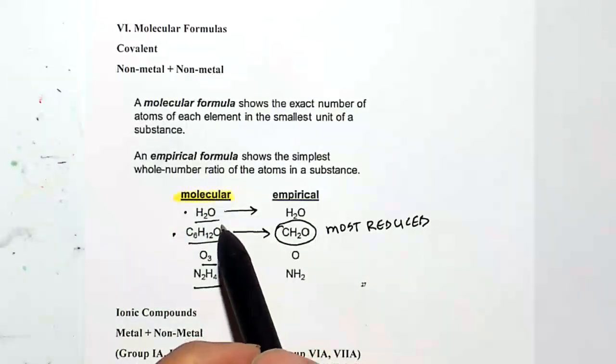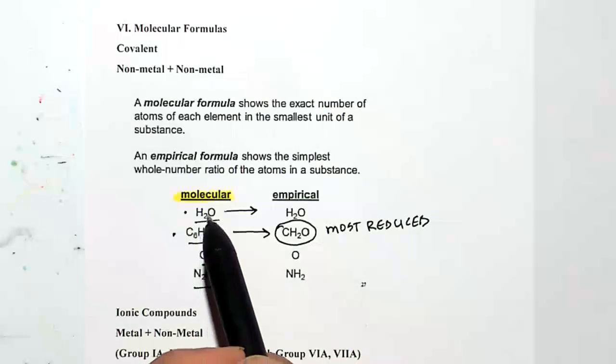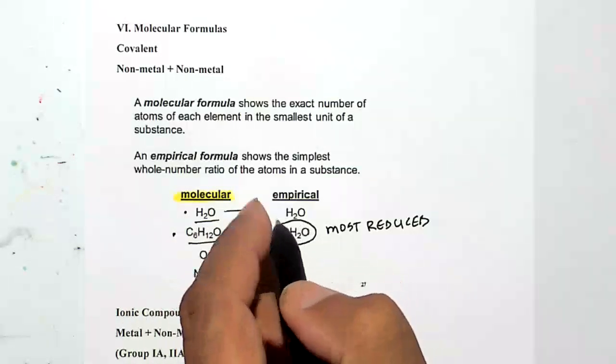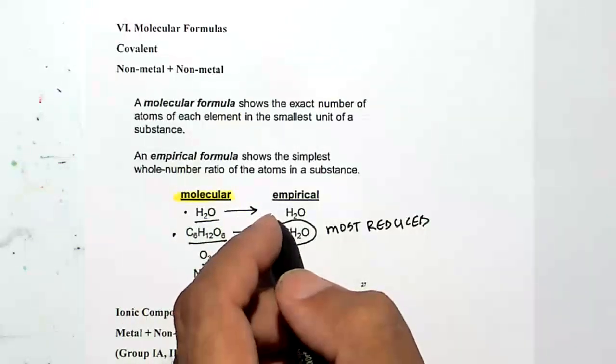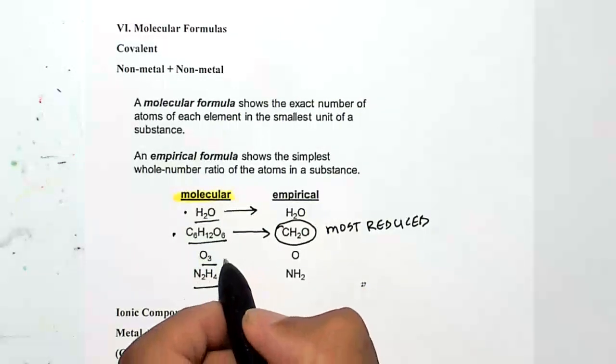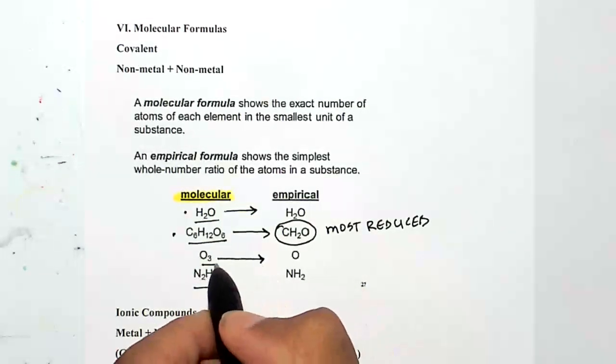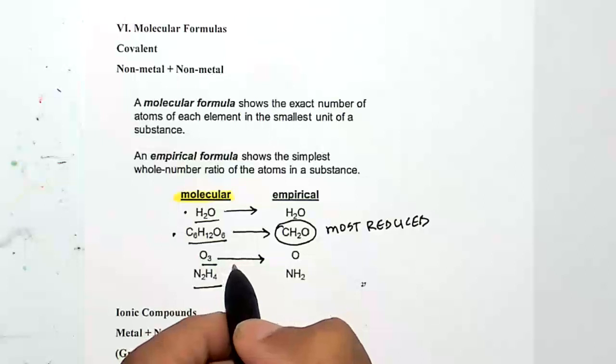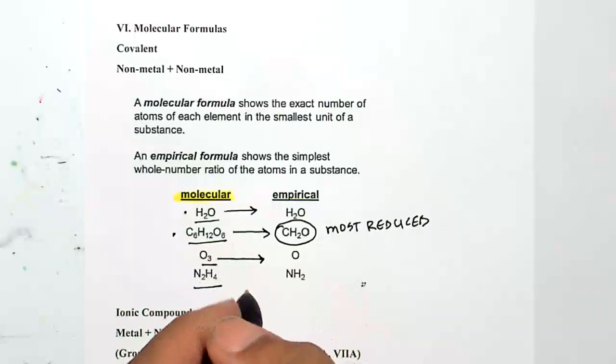Okay, can you reduce H2O? Can you reduce a 2 and a 1? You cannot. So the molecular formula is the same. So they can be the same. Or if you want to reduce it, you can reduce it. So O3, they divided it by 3. You guys see that?